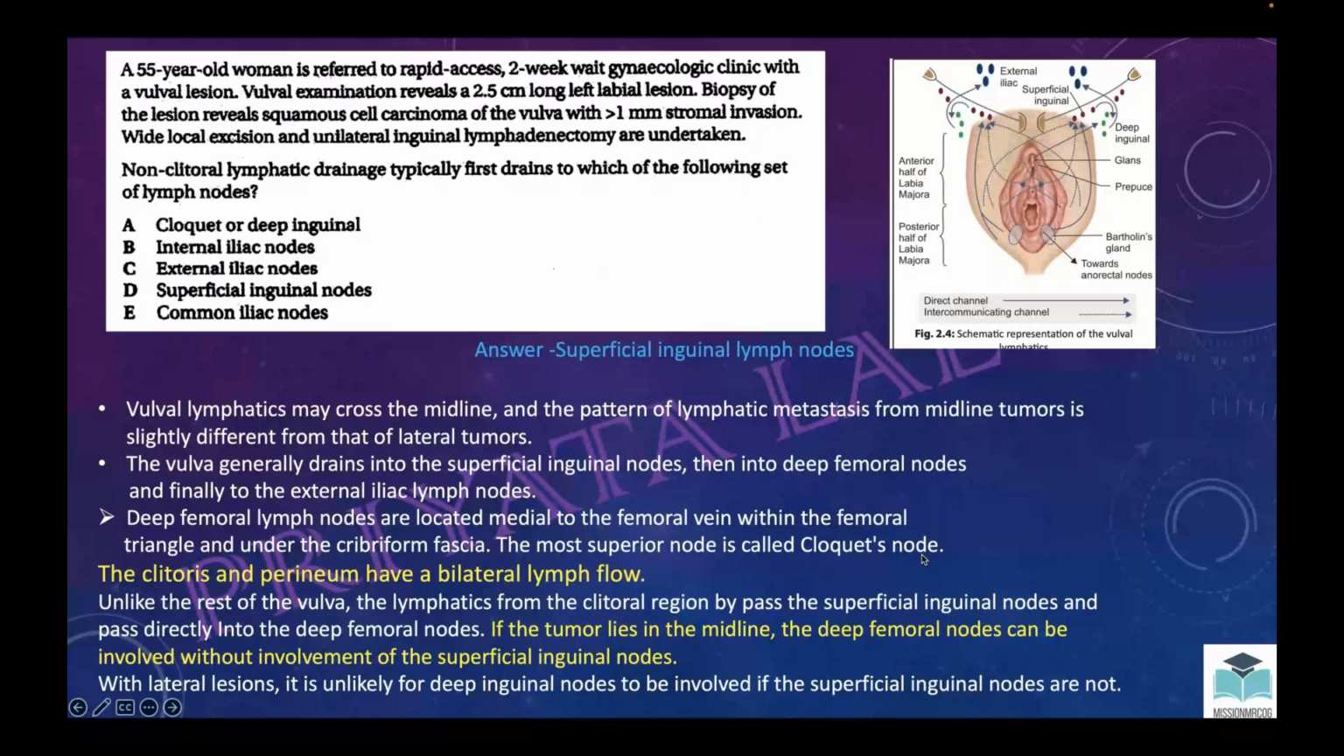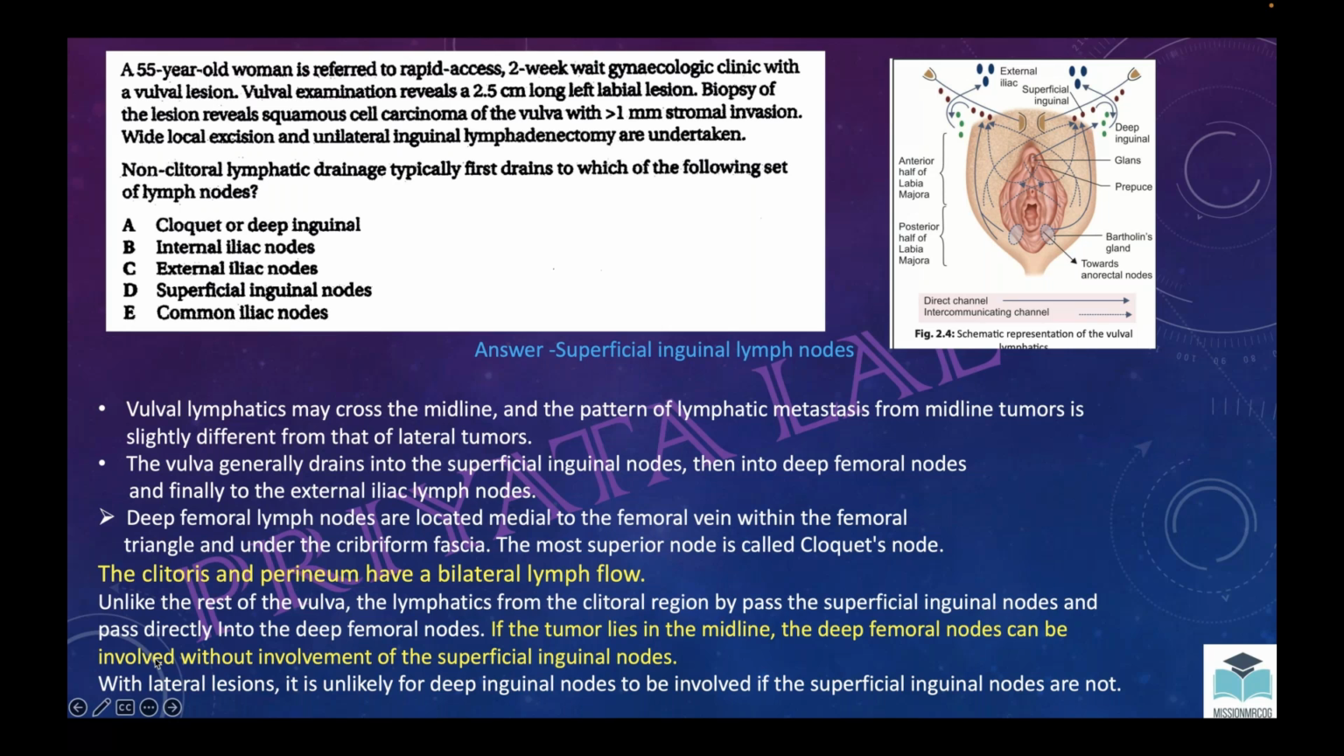Now, the clitoris and perineum, that means the center of the vulva, have bilateral flow. So, unlike the rest of the vulva, lymphatics from the clitoral region may pass to the superficial inguinal lymph nodes, or they may pass deep into the deep femoral lymph nodes. If the tumor lies in the midline, the deep femoral lymph node may already be involved without involving the superficial inguinal lymph node.